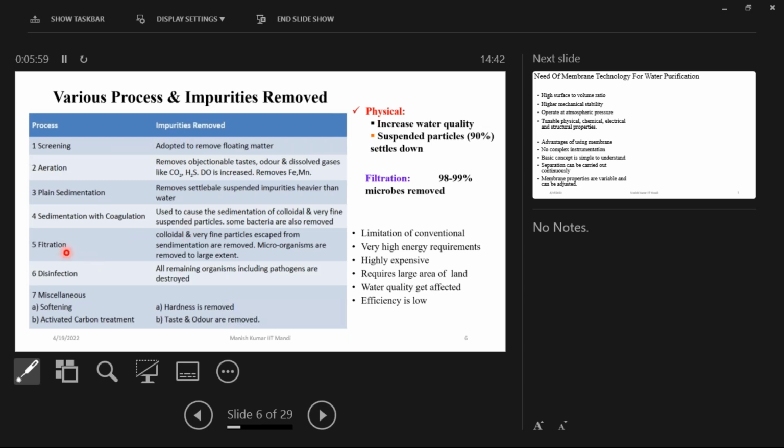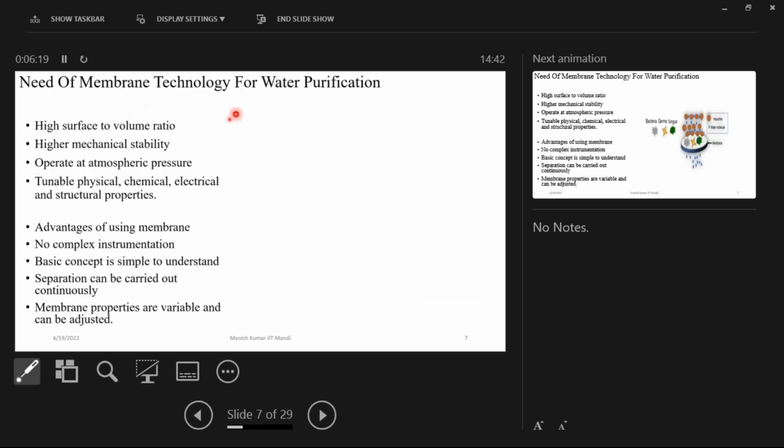Then filtration. Basically, I am working on the filtration part. We fabricate the membranes and then use them for different applications for water purification only. These limitations created the need for membrane technology for water purification. Basically, we are fabricating nanofibrous based membranes.